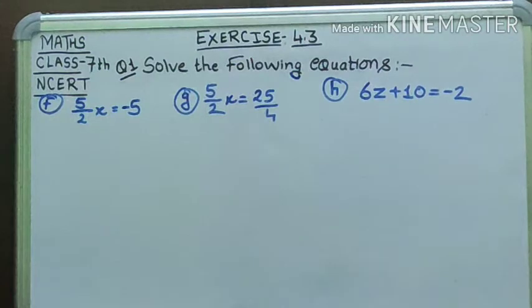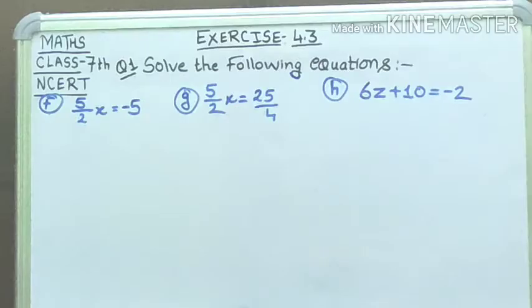We are doing exercise 4.3 of class 7 mathematics NCERT. Question number 1, parts A, B, C, D and E, I have already solved in the previous video. Now in this video I will solve the remaining parts of question number 1. So let us begin with F1.